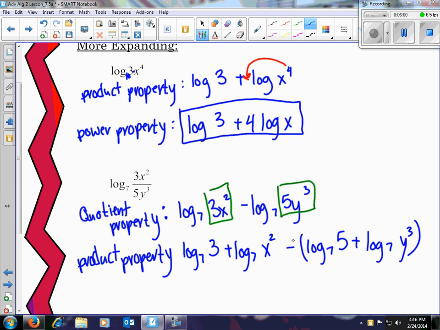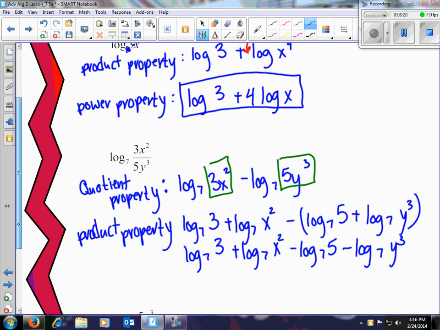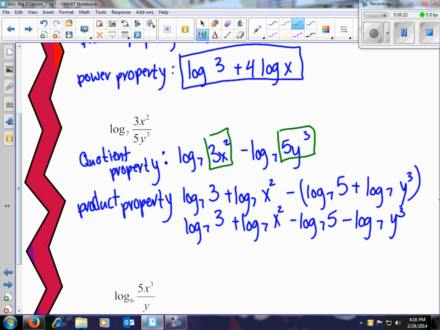Now, I could distribute this negative to make it log base 7 of 3 plus log base 7 of x squared minus log base 7 of 5 minus log base 7 of y cubed. So now that I have that, I'm going to use my power property for this piece and this piece. So, power property.